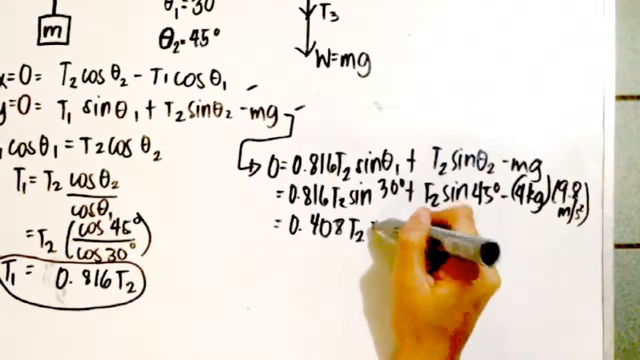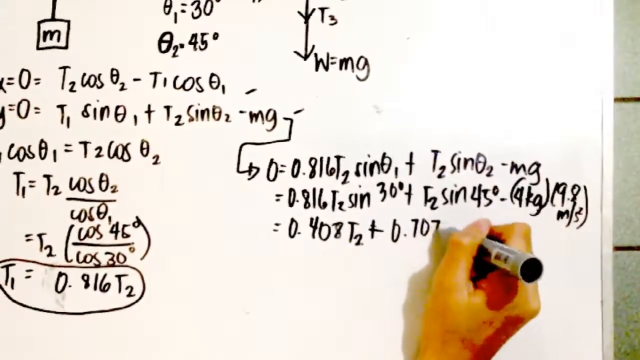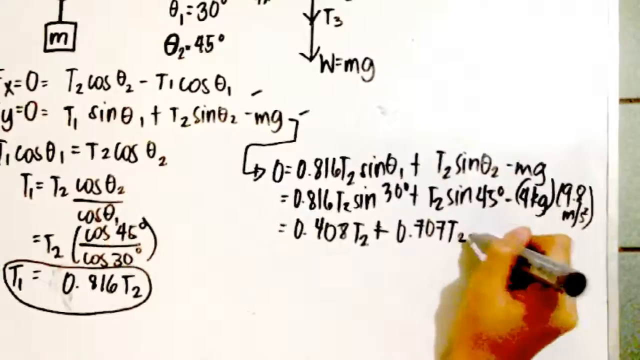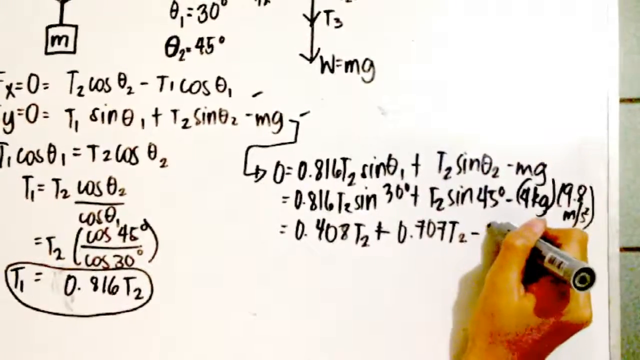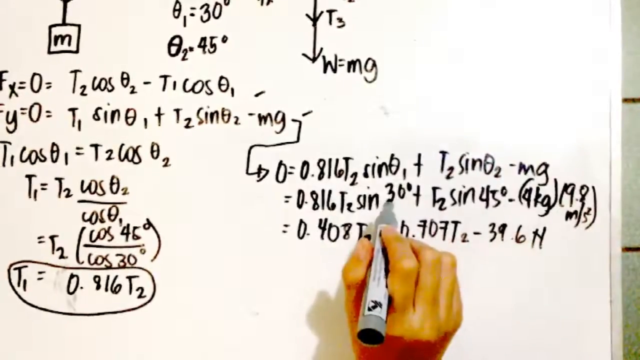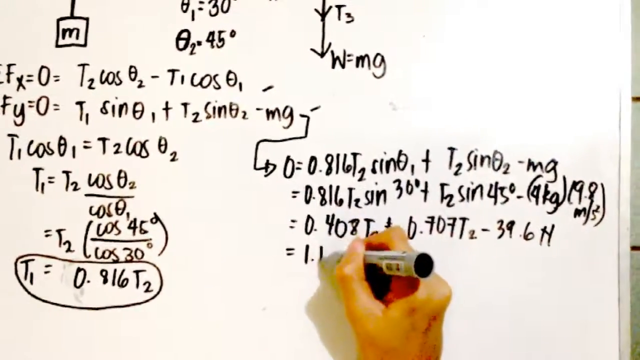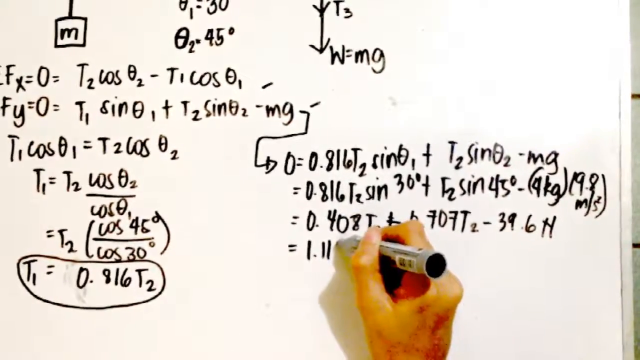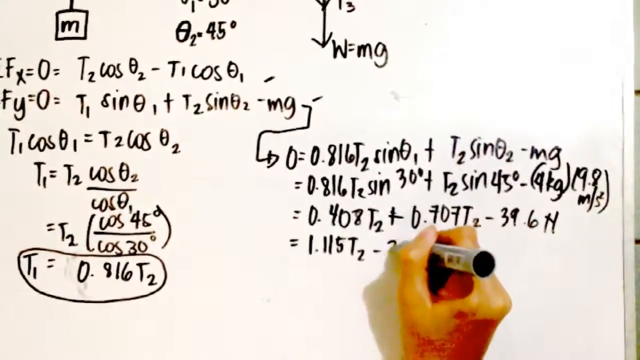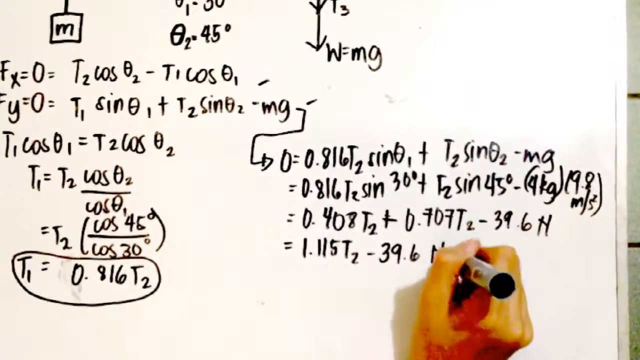0.408 T2 plus 0.707 T2 minus the product of the mass times gravity, which is 39.2 Newton. Then let's add the like terms. Then we'll have 1.115 T2 minus 39.2 Newton.